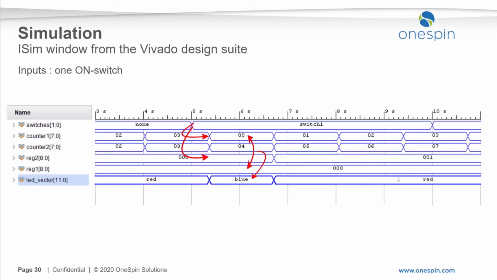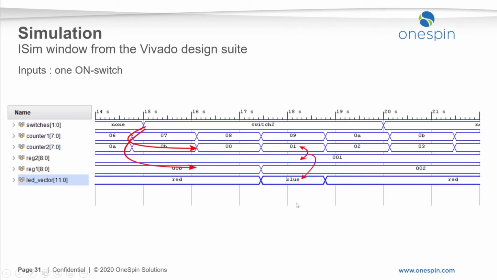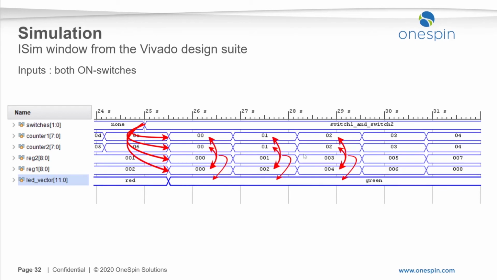Before we went to the board, we simulated this a little bit, and you can see the behavior here. We flip one switch, and as long as some register values in the counter have the same value and one switch is on, it goes to blue. Same thing for switch number 2. It goes blue once these two registers have the same value. So one switch makes it blue, works fine.